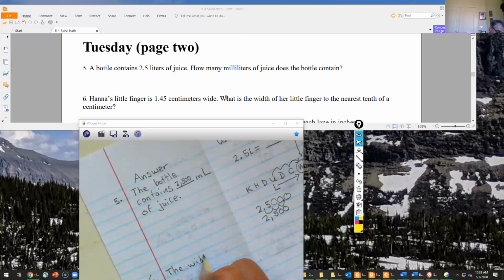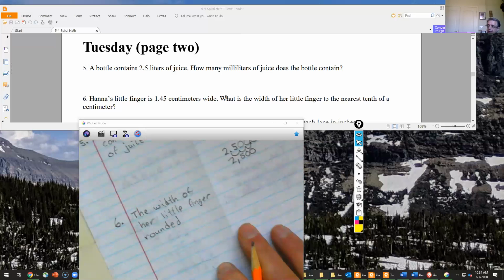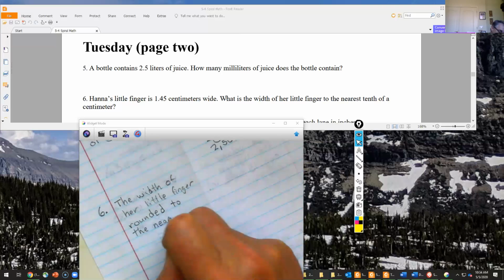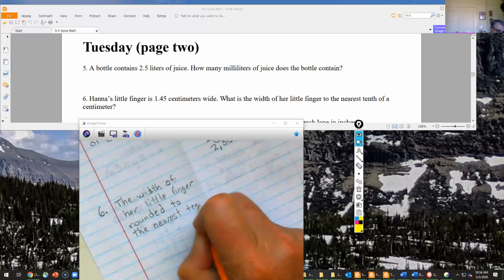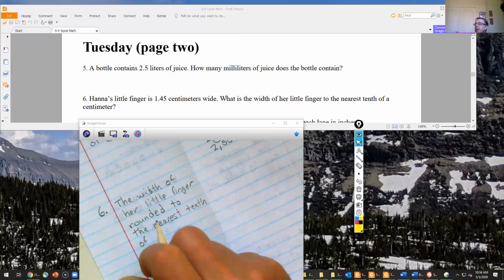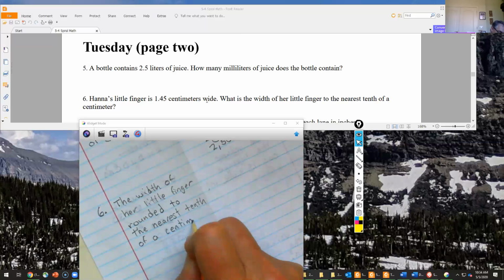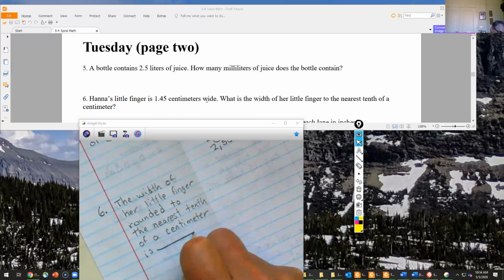The width of her little finger rounded. If you said all this is an answer sentence, awesome. The width of her little finger rounded to the nearest 1/10 of a, and I want to make sure what my unit of measurement is. It's centimeters, so I'll put that in here. Nearest 1/10 of a centimeter is blank, and I'll put centimeter in here because we are going to be using that as our measurement.